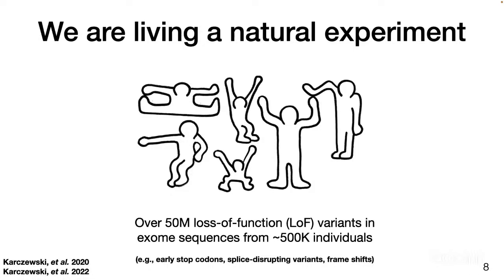So one of my favorite statistics is that in 500,000 white British individuals, we found about 50 million loss of function variants, which means that each of us has about 100 of our genes knocked out, one copy, which is kind of crazy. That's a lot of genes, and most of us are doing pretty well, all things considered.